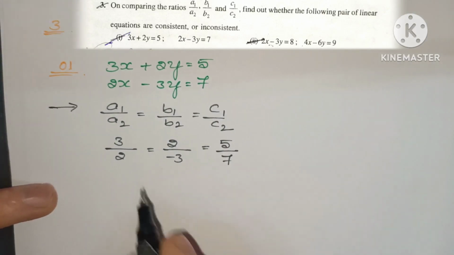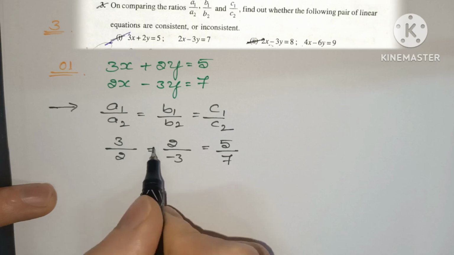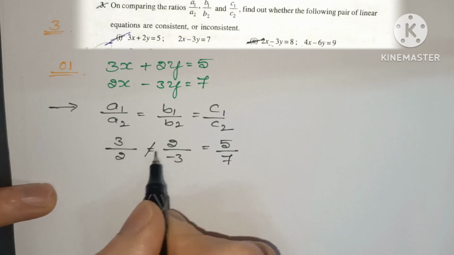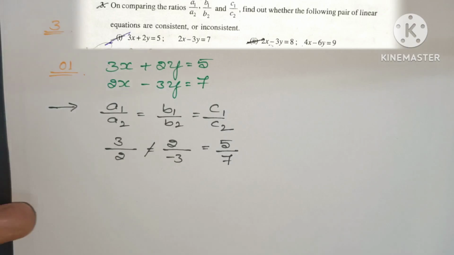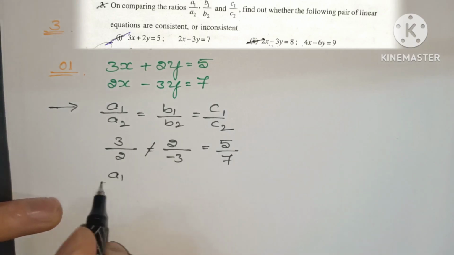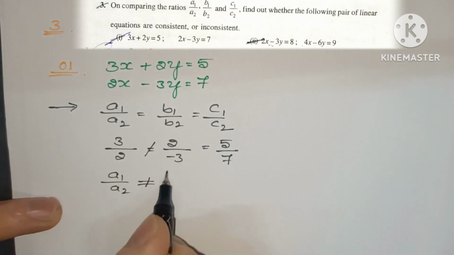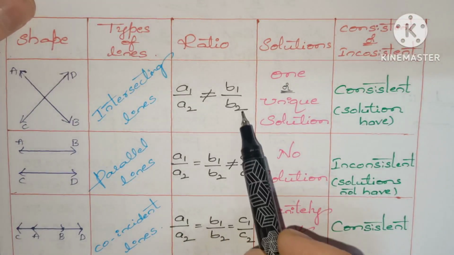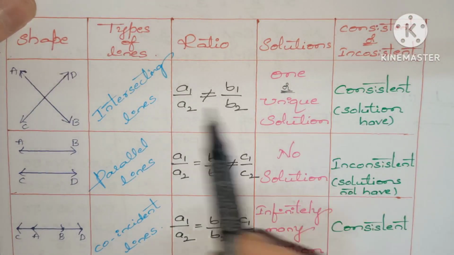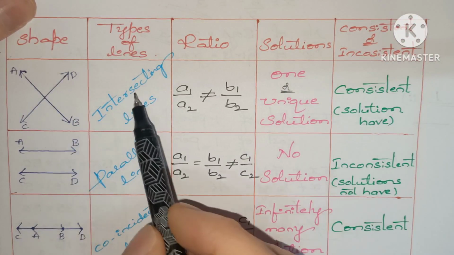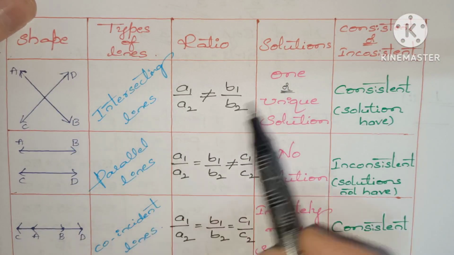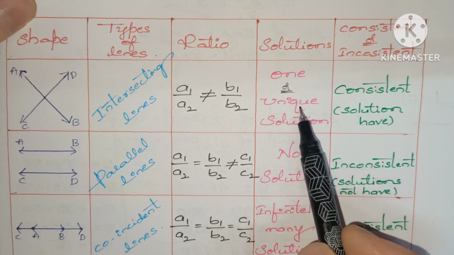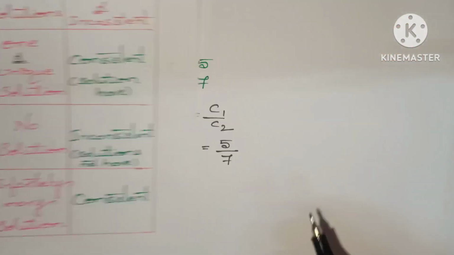Now see, 3 by 2 and 2 by minus 3, these two are not equal. a1 by a2 is not equal to b1 by b2. Then what will it be? So here we have to write the conclusion. Now you just imagine the table. See here, a1 by a2 is not equal to b1 by b2. Then what kind of lines are these? These are intersecting lines. Here we have to write the type of lines: intersecting lines. How many solutions do they possess? One solution. Okay, consistent.